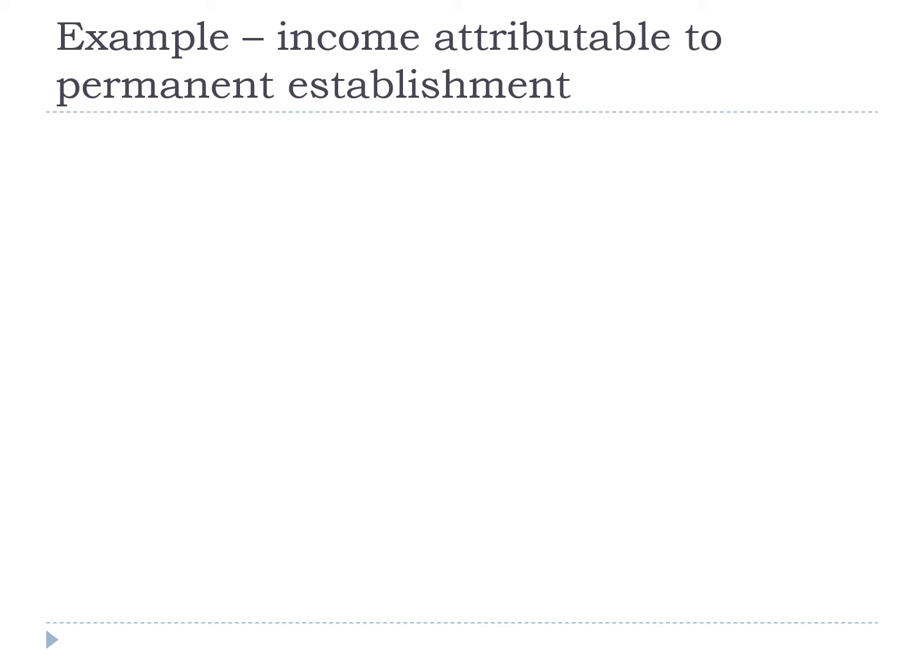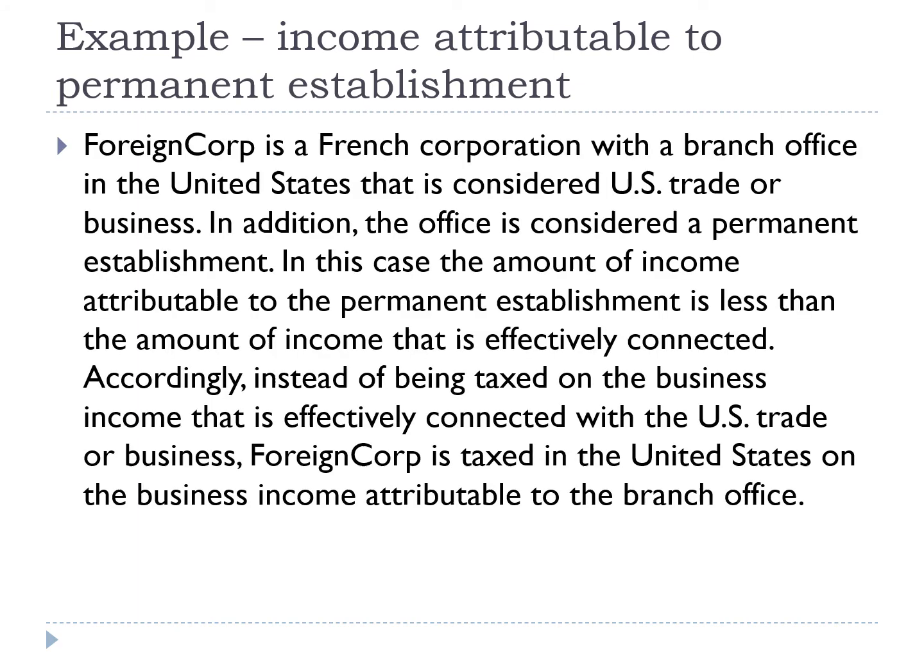Here's an example of taxation of income attributable to a permanent establishment. Foreign Co. is a French corporation with a branch office in the United States that is considered a U.S. trade or business. In addition, the office is considered a permanent establishment.